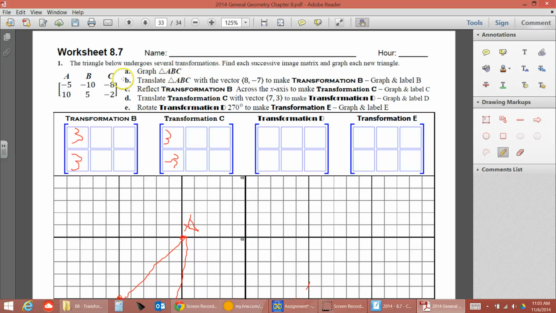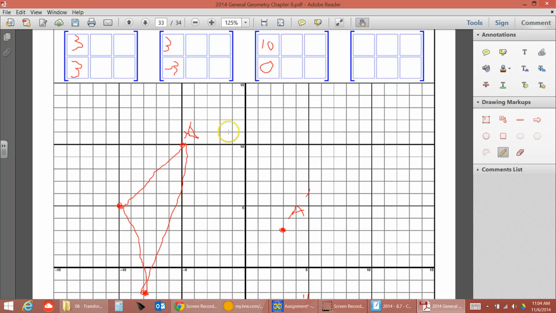Now I'm doing transformation C. We're going to translate transformation C with the vector of 7, 3. All right, so now I'm going to use the coordinate rule for this one. If I say 7, 3, that means I've got to add 7 to this, which gets me 10. And I have to add 3 to this, which gets me 0. Now if I can plot this point, that means I go over 10 and 0. So I just stay right here.